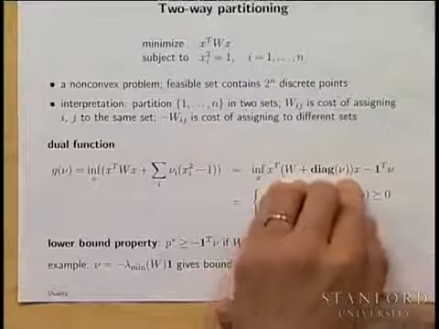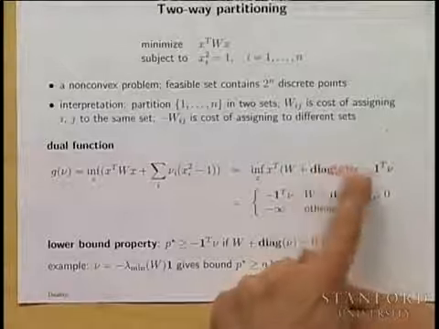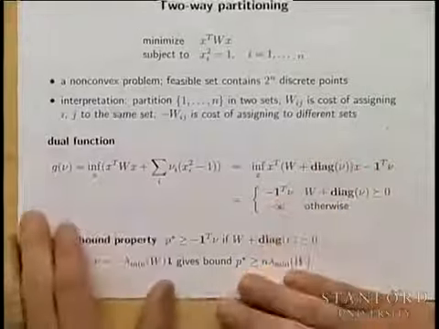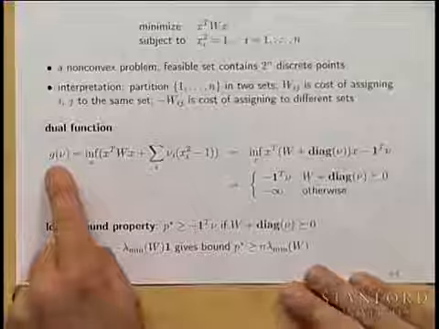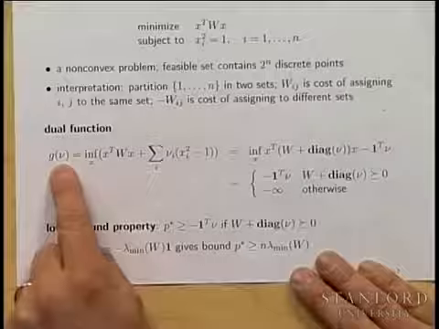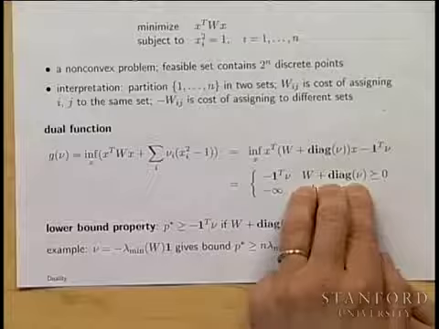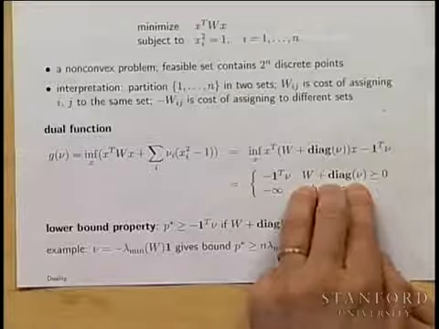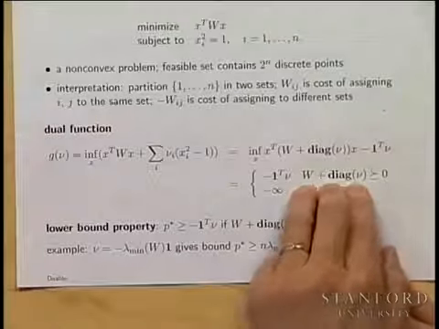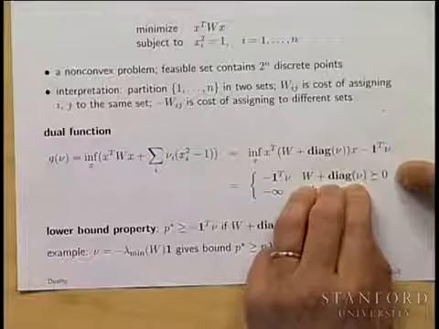But anyway, so this is good. The simple case works here. So this is really simple. If this matrix W plus diag of nu is positive semi-definite, then the optimal x here is 0, and you just get this. It turns out that the dual feasible set, that's when g is bigger than minus infinity, is actually given by this. That's a linear matrix inequality in nu. It's a very famous one. It describes a convex set.